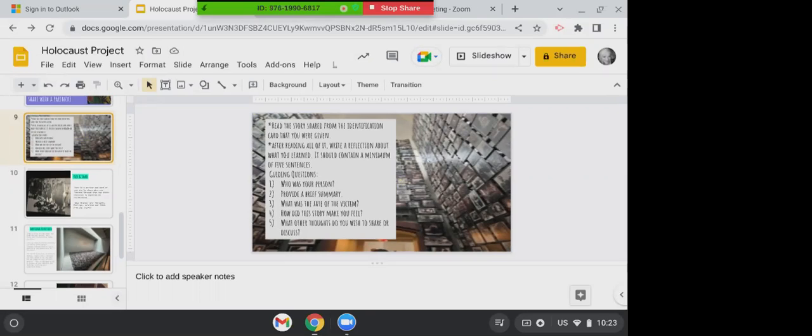So the guiding questions are up here. Who was your person? Provide a brief summary. What was the fate of your victim? As we know, some people actually made it through, some people didn't. How does the story make you feel? And what other thoughts do you wish to share or discuss in your reflective writing? So that's your task for the time being.